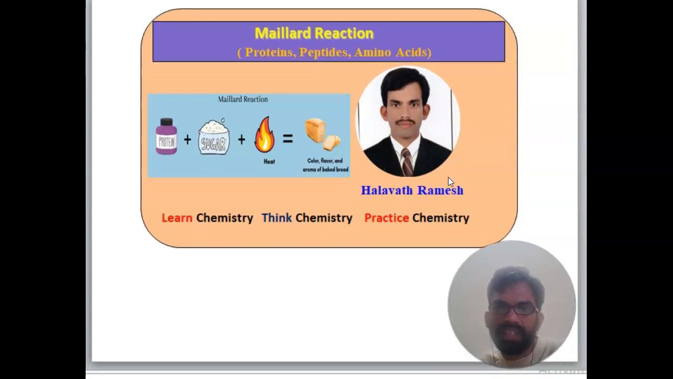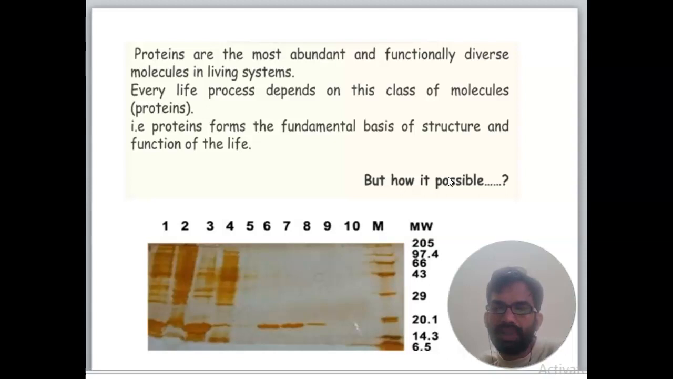Now you can see here, before discussing the Maillard reaction, we need to know what protein is. Proteins are the most abundant and functionally diverse molecules in living systems. Every life process depends on this class of molecules, proteins. So protein forms the fundamental base of the structure and functions of life.